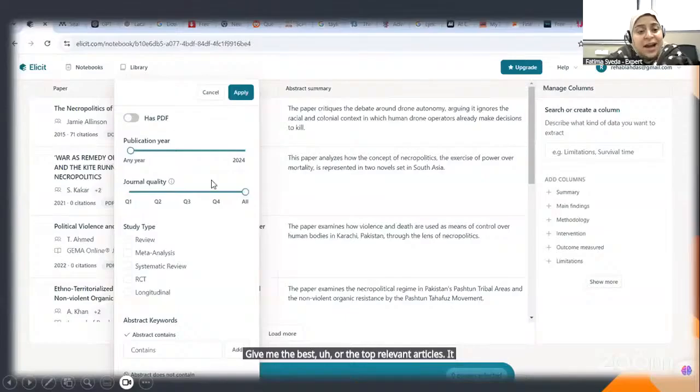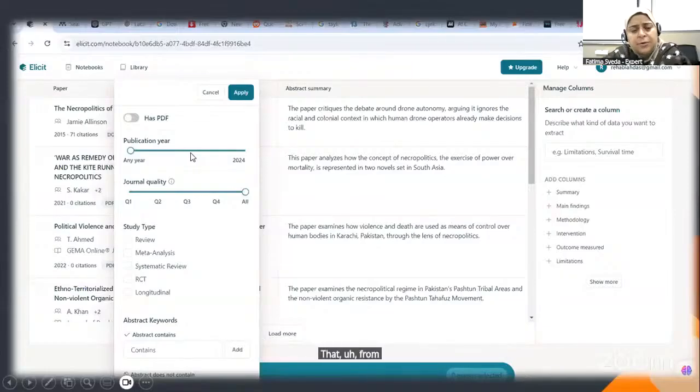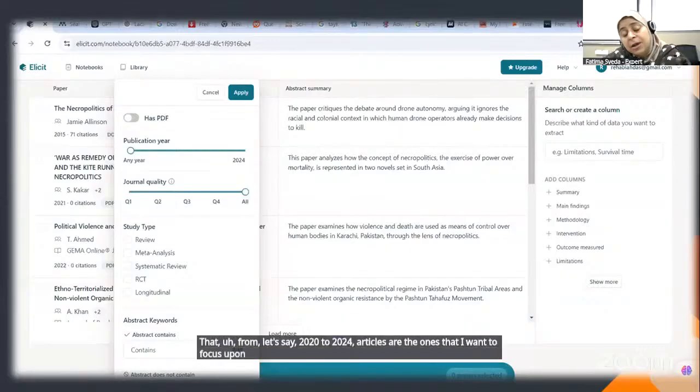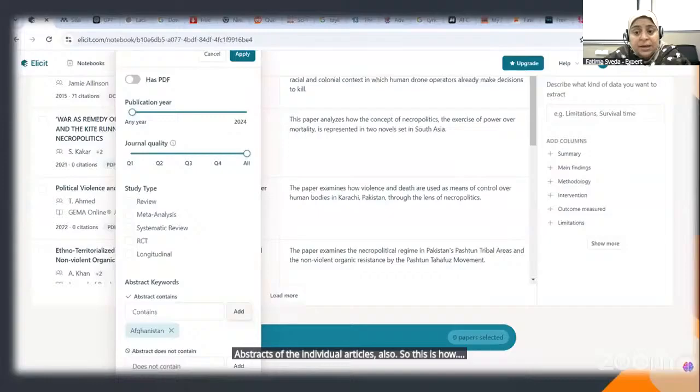It can further refine my research. It gives me this option that I can choose from the publication year. Either I can say any year, or I can say that from, let's say, 2020 to 2024 articles are the ones that I want to focus upon. So it will give me those articles. Then I can say that only Q1 or Q2 articles are the ones that I would need. And there are other options also. So the prompt is also a very refined one, and it gives you the summaries of the abstracts of the individual articles also. So this is how we go about it.